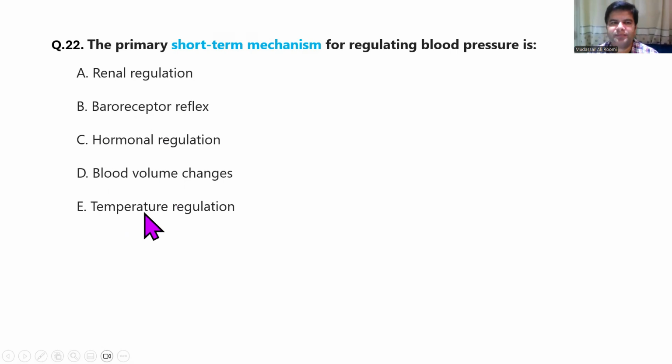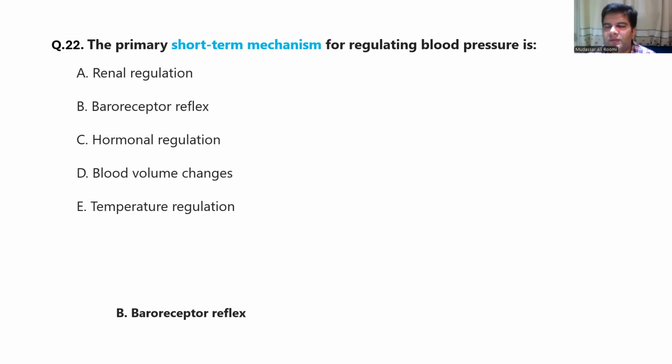And the answer is baroreceptor reflex. There are two types of mechanisms that control your blood pressure, short-term and long-term mechanisms. Among the short-term mechanisms, the most important mechanism, which works minute to minute to control our blood pressure, is the baroreceptor reflex.